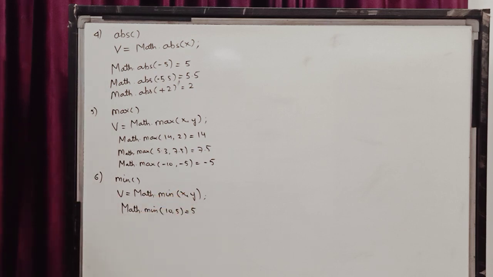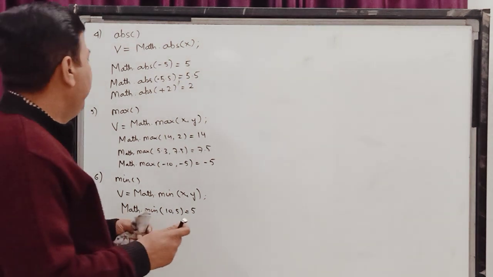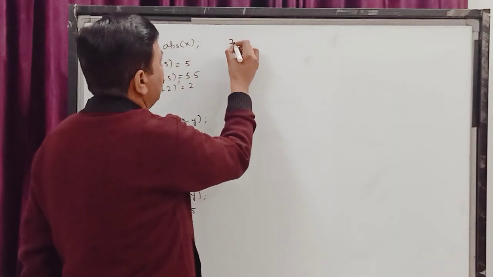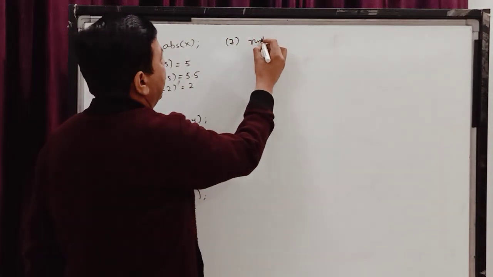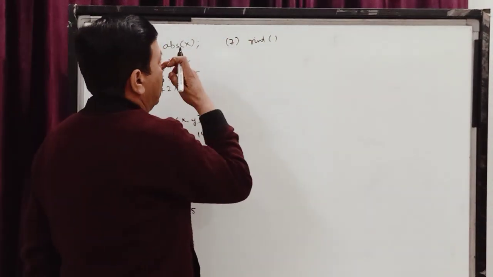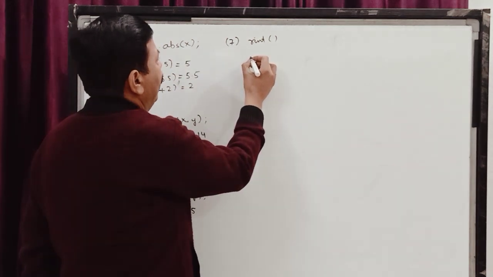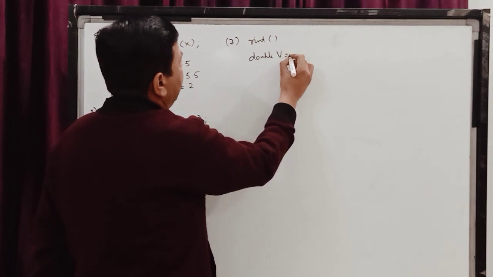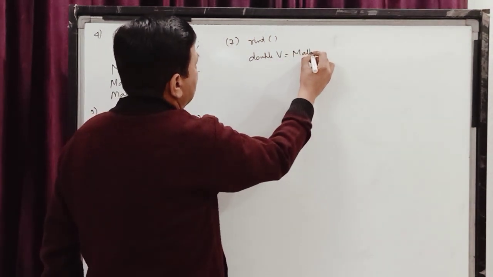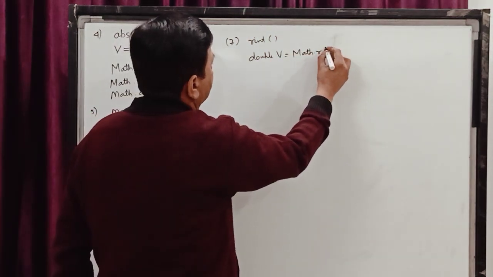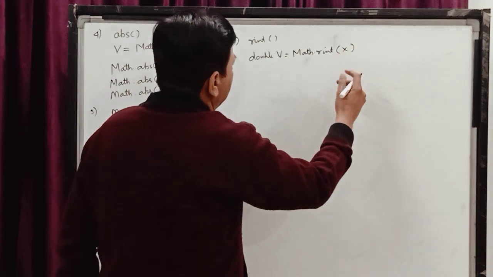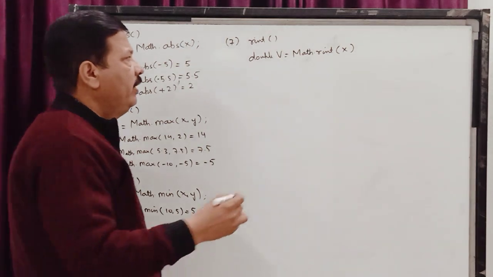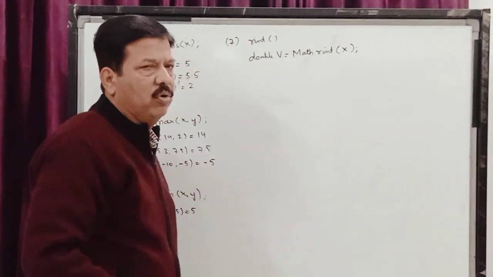Now the next function which we have to study is rint, R-I-N-T. And children, the value of rint is in double, double v is equal to Math.rint(x). Now children, this function is going to round off its argument to the nearest whole number.